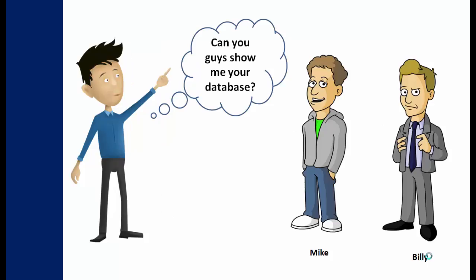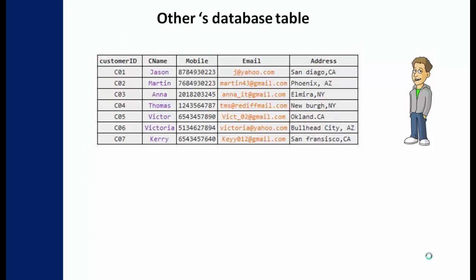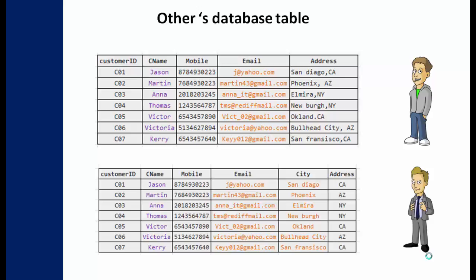To see how other sellers are doing, Jeff met two booksellers, Mike and Billy, who were also using a database to maintain their data. Jeff asked for their table structure. If you see Mike's customer table, he has kept city and state in the same address column. On the other hand, if you see Billy's table, he has created a new column for city. This is the exact situation which Jeff wanted to understand, to see how other people are doing it.